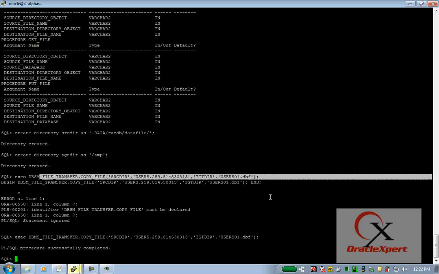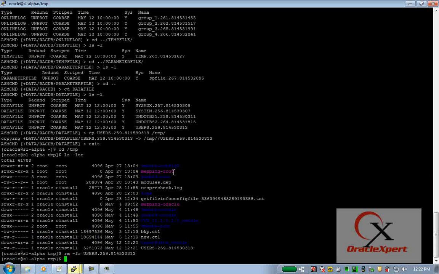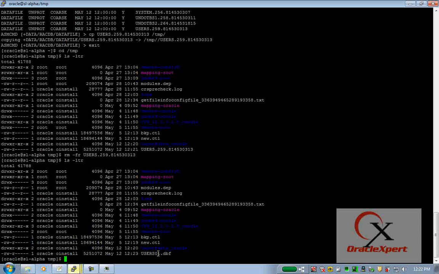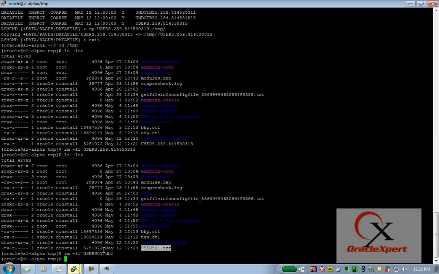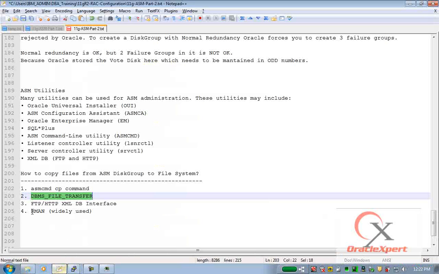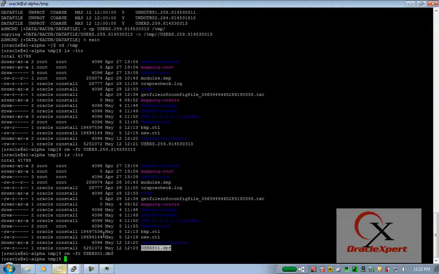Clear? The file is copied. How do I know? I go to tmp here. See, there's a file now with the name user01.dbf. So using DBMS_FILE_TRANSFER, I am removing it. Not required. Third one is to take an RMAN image copy. That is anyways possible, but you can always do.